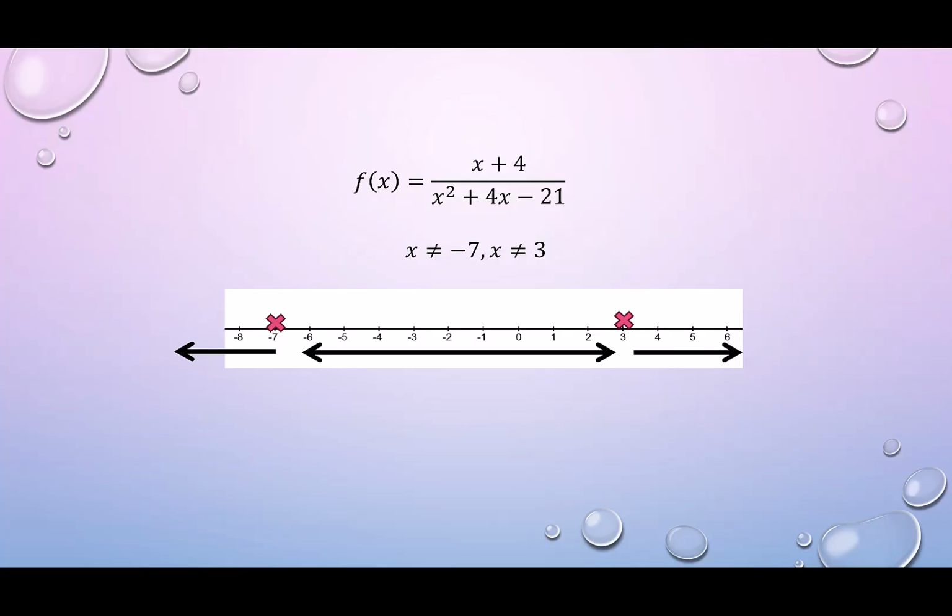This forms three intervals. The first interval goes from negative infinity to negative 7, then I have negative 7 to 3, and I finish with 3 to infinity. The last step is to put in the symbol U for union that shows these three intervals form the domain of our function.